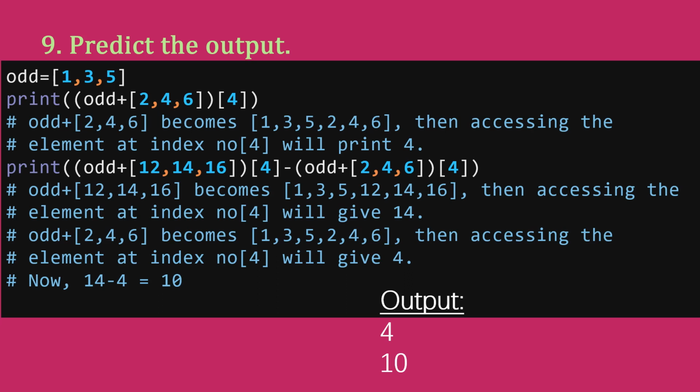Similarly, odd plus 2, 4, 6 will give you a new list that is having values 1, 3, 5, 2, 4, 6, and we are accessing the value which is present at index number 4, that is 4. And if you do the subtraction, then you'll get 14 minus 4 as 10.